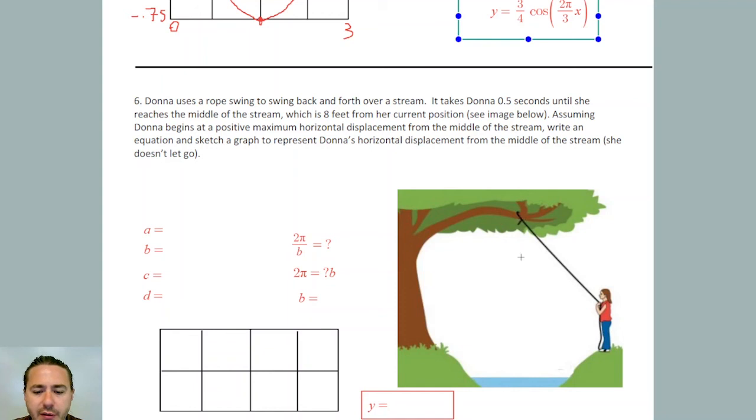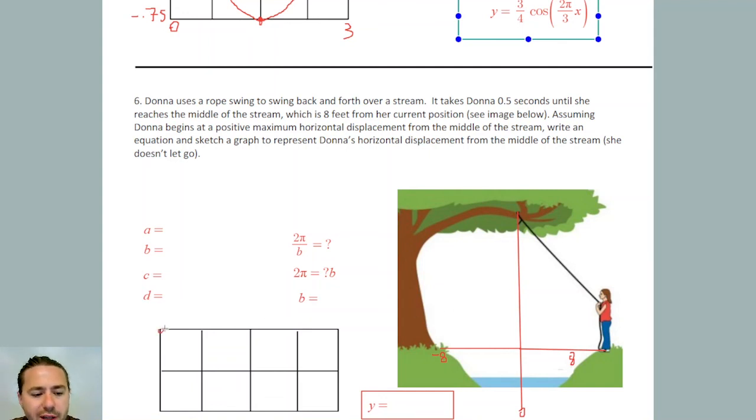Okay, so basically, equilibrium, or the middle of the stream, like right here, is 8 feet away. So here's 8. We'll call this -8, okay? And she's going to swing back and forth like this. Assuming Donna begins at maximum positive horizontal displacement, so that's over here. Write an equation and sketch a graph to represent her horizontal displacement from the middle of the stream.